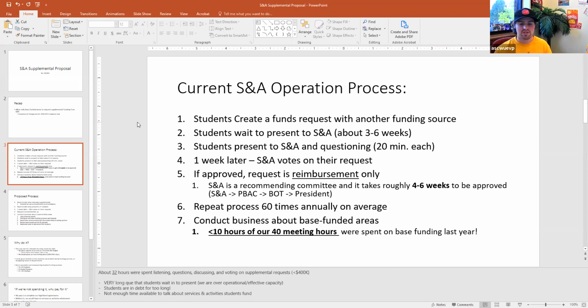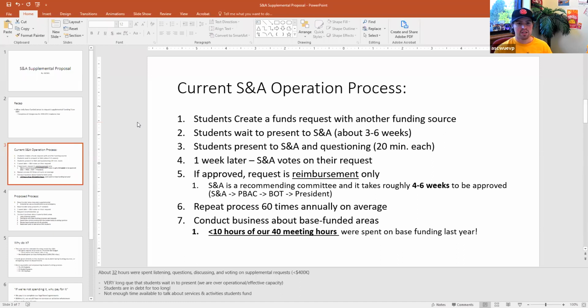The second one is that students had to wait to present to S&A. Like Lacey was saying last week, we had over 60 requests, so you already have a large queue. If you weren't quick at the beginning of the fall quarter, you were already on a long wait list. So that was students waiting from 3 to 6 weeks just to present for 10 minutes on what they wanted funds for.